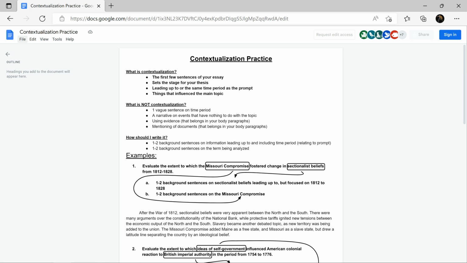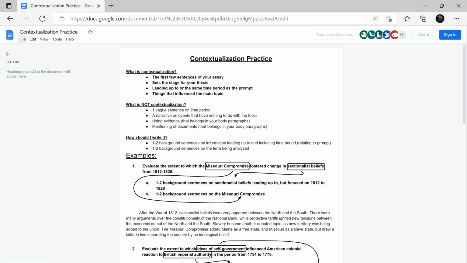Then the last thing is what kind of things influenced and led up to it. Right now we're starting period 4 today in class. When I give you your DBQ, you have to be able to draw, as far as context, on what things happened in periods 1, 2, and 3 that led to what we're talking about with this prompt. Everybody with me on this?